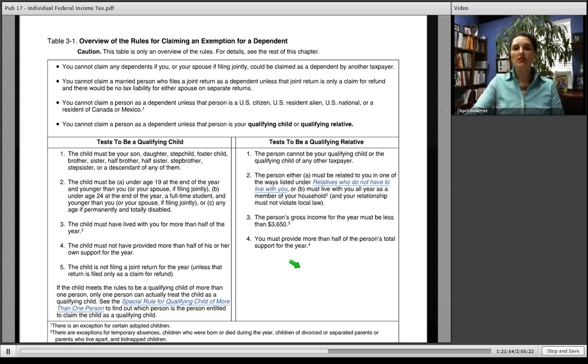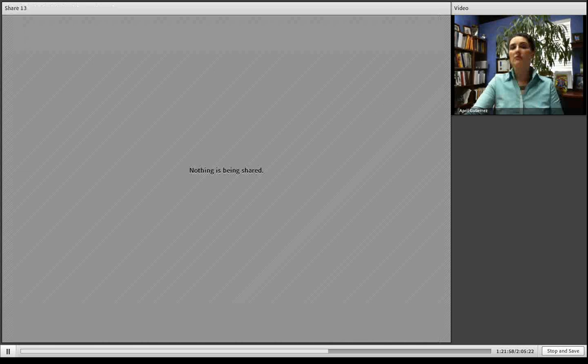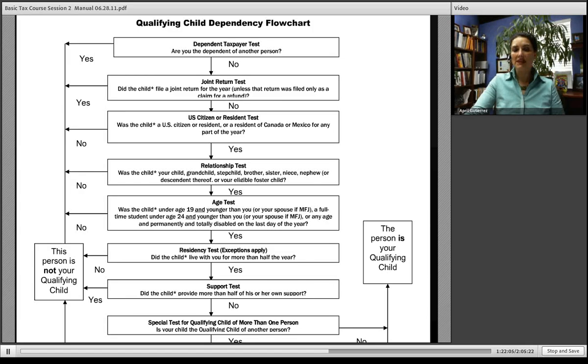So you may find this table very helpful and it does everything for you that you need it to. I personally prefer the flow chart. So to give you the best tools as a student for learning, we're going to give you both today. So here is the flow chart.